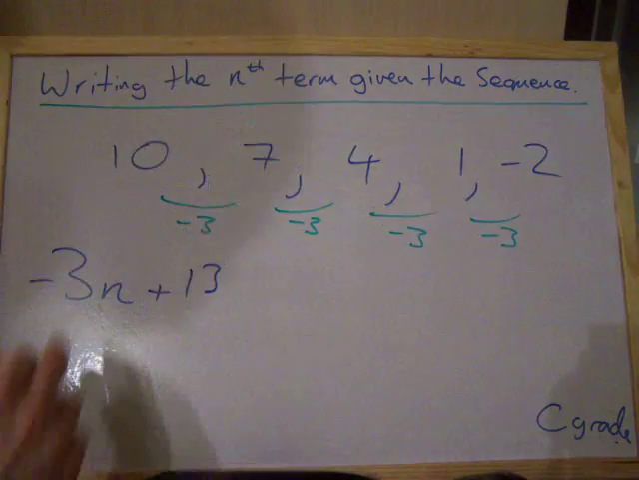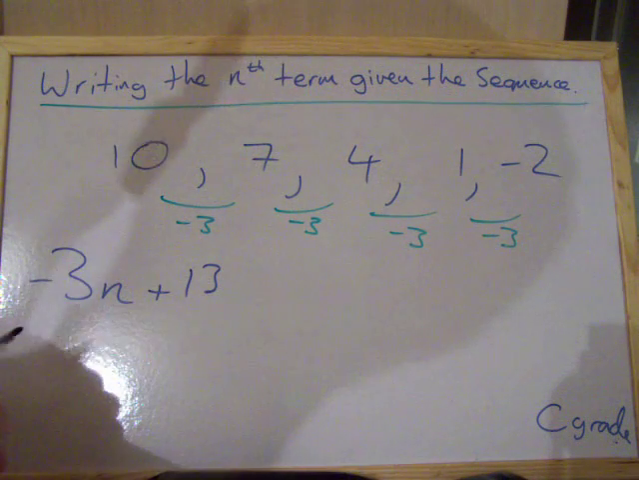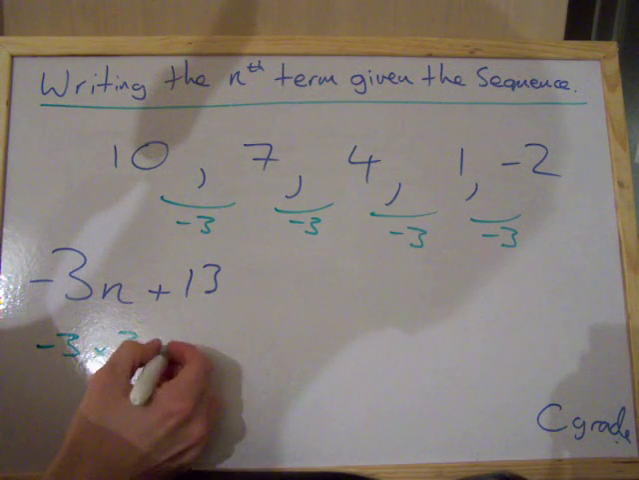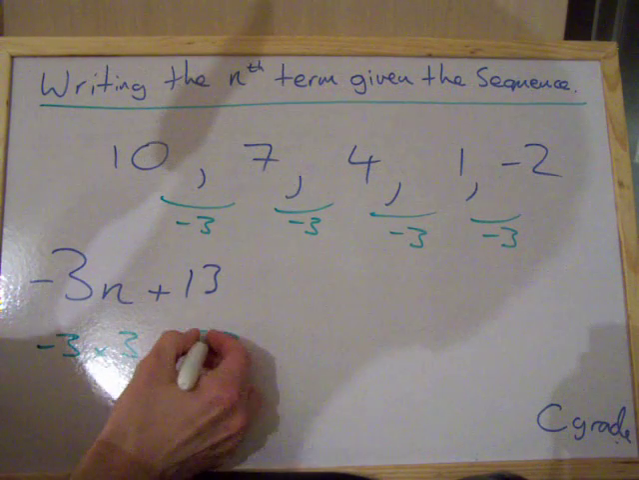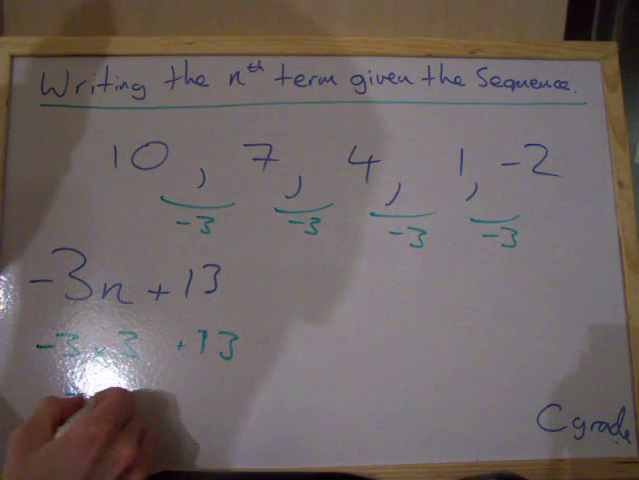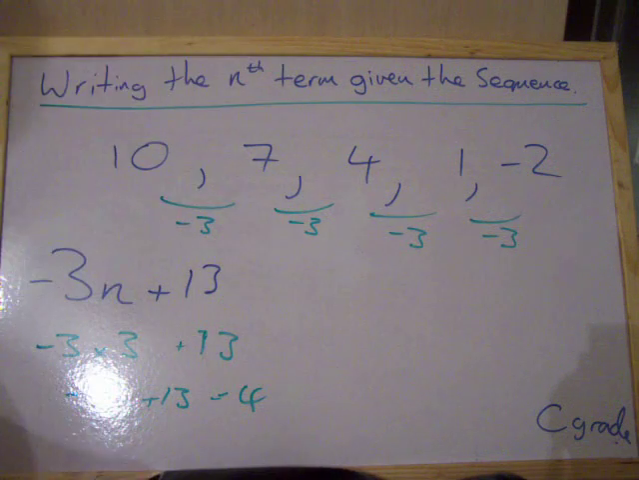So if I add 13, that should give me the correct sequence. I'll just double check. Alright, let's choose the third term this time. The third term is 4. What's my third term here? Well, it's going to be minus 3 times 3, then plus 13. Minus 3 times 3 is going to be minus 9, plus 13. If you work that out, that equals 4. That was a good one.